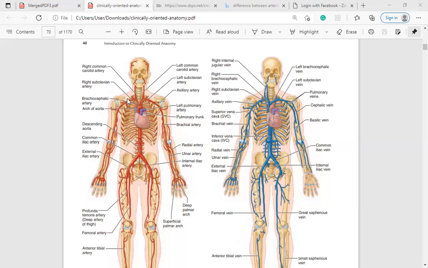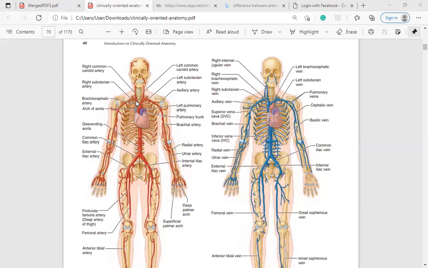So what is the difference between the right side and the left side? On the right side, the right common carotid artery and the right subclavian artery did not originate directly from the aorta. Okay, what originated from the aorta was a brachiocephalic artery, or the brachiocephalic trunk.